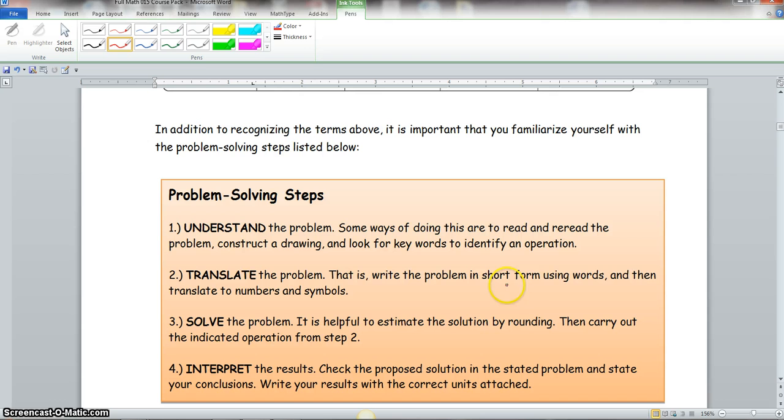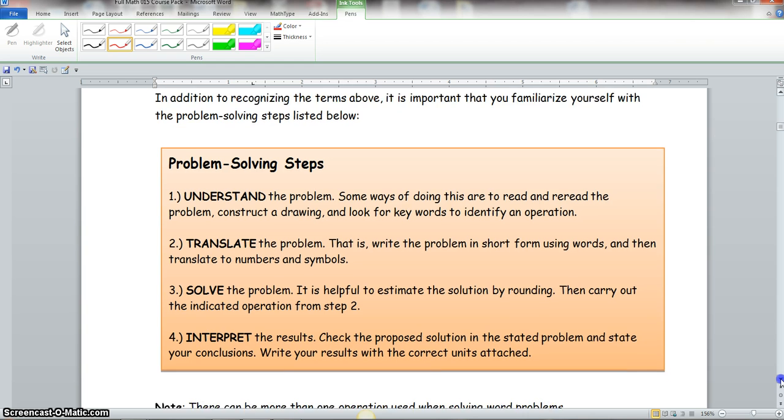That is, write the problem in short form using words, and then translate to numbers and symbols. Number three, solve the problem. It is helpful to estimate the solution by rounding, then carry out the indicated operation from step 2. And finally, number 4, interpret the results. Check the proposed solution and the stated problem and state your conclusions. Write your results with the correct units attached.